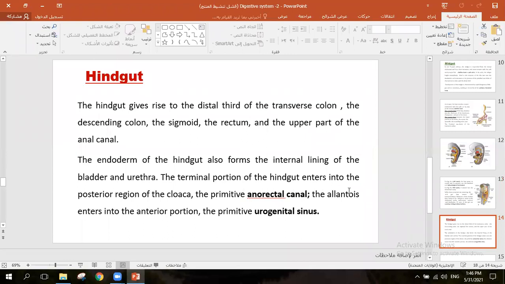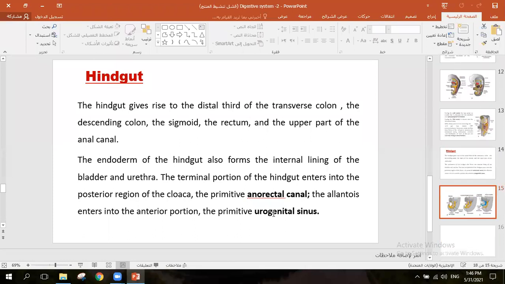Terminal portion of the hindgut will enter the posterior portion, and we will have the anorectal canal. And the allantois will enter the anterior portion and will form the urogenital sinus canal. Anorectal canal will enter the posterior region of the cloaca, while the allantois enters into the anterior portion and will form the primitive urogenital sinus.